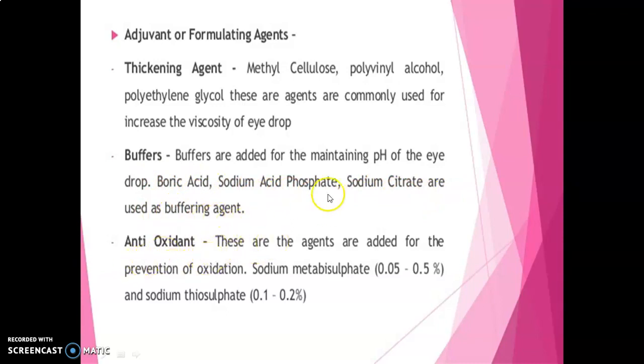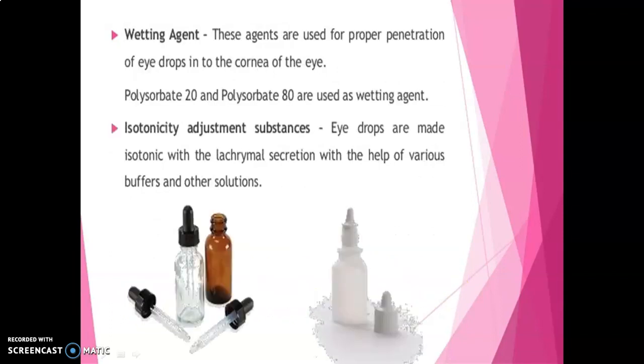Antioxidants: these agents are added for the prevention of oxidation. Sodium metabisulfite, that is 0.05 to 0.5%, and sodium thiosulfate 0.1 to 0.2%. Then wetting agents: these agents are used for proper penetration of the eye drops into the cornea of the eye. Polysorbate 20 and polysorbate 80 are used as wetting agents, also called Tween 80s. Isotonicity adjustment substances.